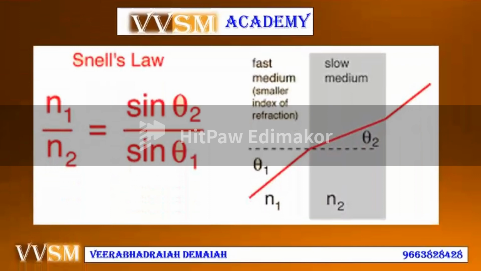Vvsma Academy tells about Snell's law, where the relation is n1 by n2 is equal to sin theta 2 by sin theta 1. The medium with the smaller index of refraction lets light travel faster, and theta 1 and theta 2 are the angle of incidence and the angle of refraction, and n1 and n2 represent the rarer medium and the denser medium. These are the important equations relating to Snell's law, which help in solving the problems.